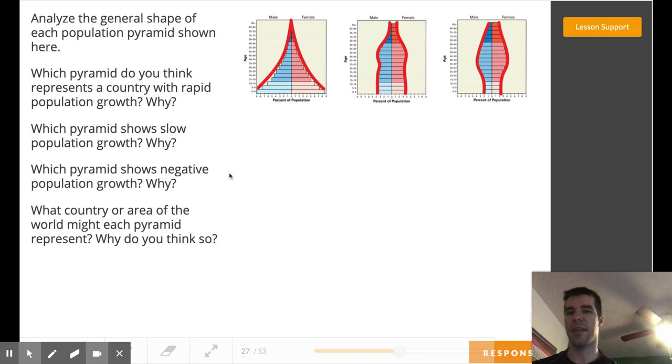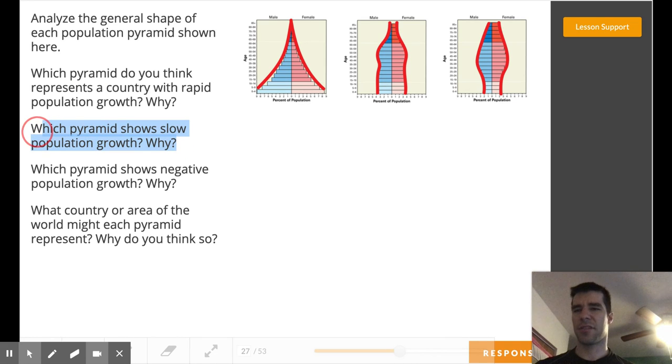So you should be able to see my screen in this video. And as you can see, there's three different population pyramids right up here. Okay, so I'm going to go through these questions that are on this slide. First one says, which pyramid do you think represents a country with rapid population growth and why? So out of these three, this one right here on the left represents rapid population growth. The way that you know that is because the larger cohorts or age categories are the ones at the bottom. So that means that more people are being added to the population.